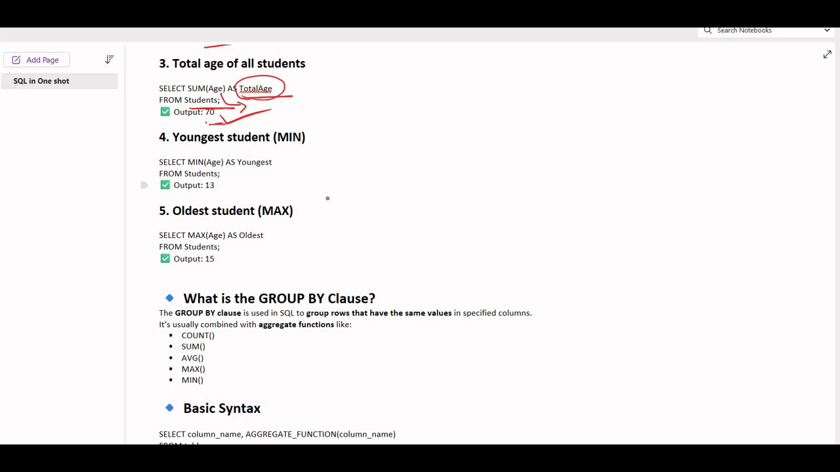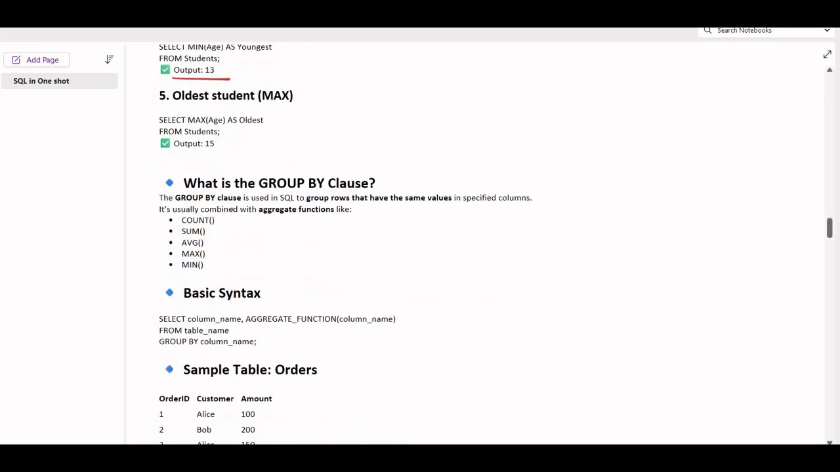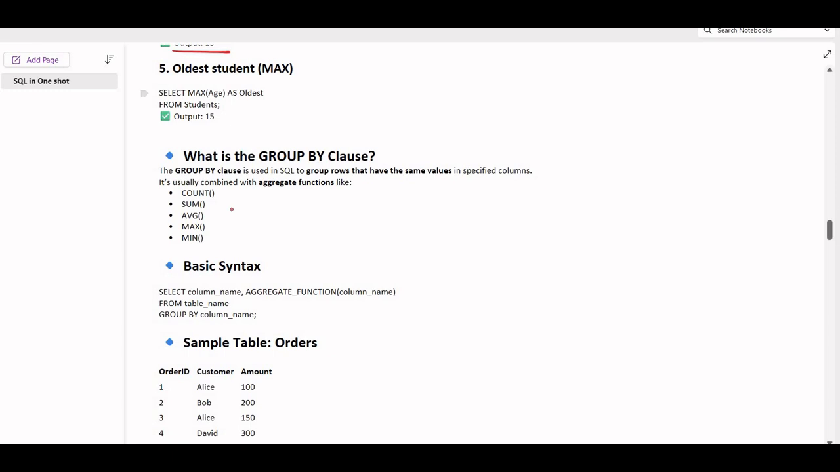Okay. Youngest student. Youngest means the smallest kid, so we use the MIN function. SELECT MIN(age) AS youngest FROM students. The output is 13. Okay. Oldest student. Oldest means the MAX, which student has the greatest age, that you have to return. So SELECT MAX(age) AS oldest FROM students. The output is 50, which is the maximum age.